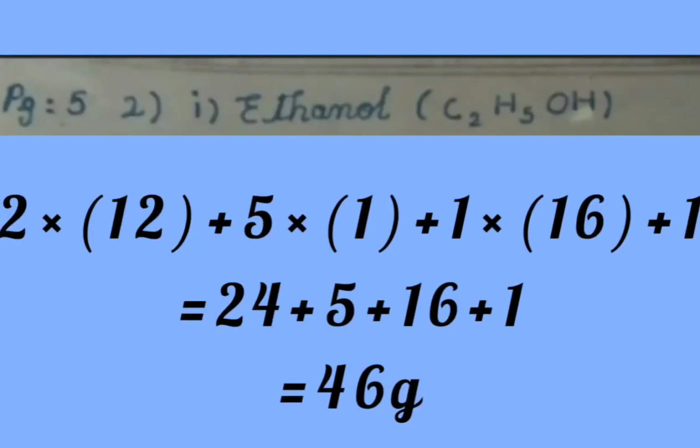How many carbons are there? 2 carbons. So 2 into carbon atomic mass 12, plus how many hydrogens are there? 5 hydrogens. So 5 into its atomic mass 1. Plus, how many oxygens are there? 1. So 1 into oxygen atomic mass 16. Then the last one, hydrogen. How many are there? 1. 1 into its atomic mass 1. If we simplify all, we get the answer as 46 gram. So the molar mass of ethanol is 46 gram.